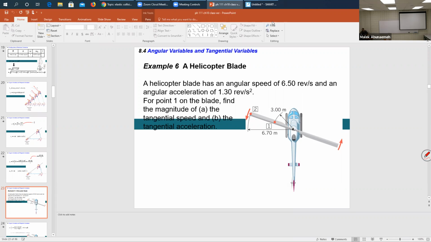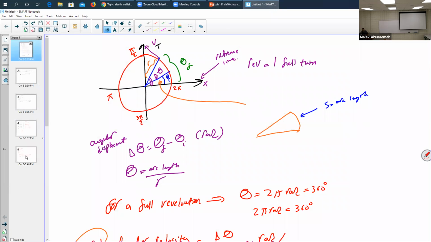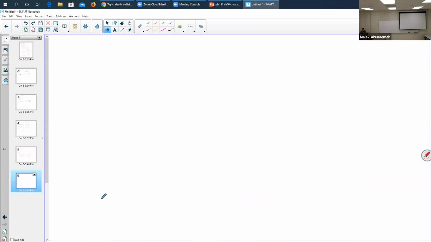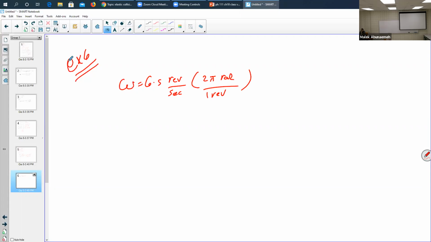So 6.5 revolutions per second, that's your angular speed, right? So your omega, example 6, is 6.5 revolutions per second. But we want to change it to radians per second. So it's 2 pi radians per revolution, 1 revolution being 360 degrees. The revolutions go away. So this is going to equal 13 pi, which is 40.8 radians per second.